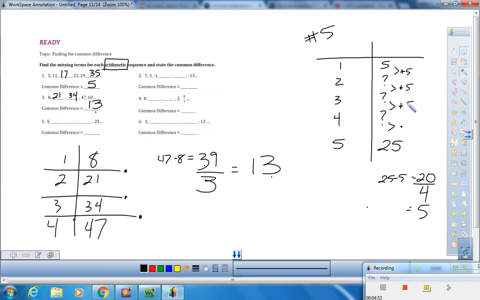Let's see, does that work? Let's fill them in. 5 plus 5 is 10, 15, 20, 25. All right, much better. Okay, you guys do the evens on your own.